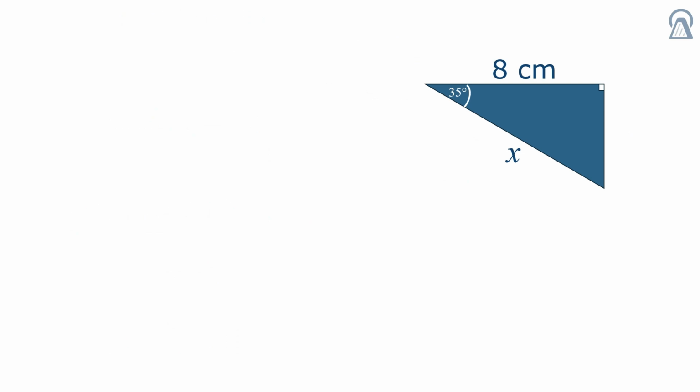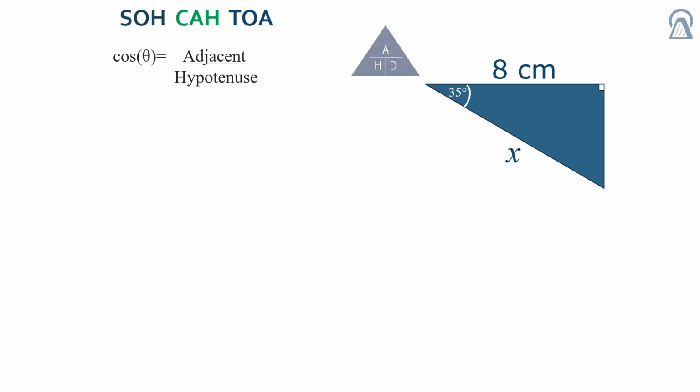Okay, let's look at another example. In this example, you can see we have a triangle with an angle of 35 degrees marked. We now have to figure out which sides are involved. We've got 8 centimeters, that is on the adjacent side. And we've got X, which is the hypotenuse. So that's what we're looking for. A and H are together in the middle group of three letters, so we're looking at the cosine ratio.